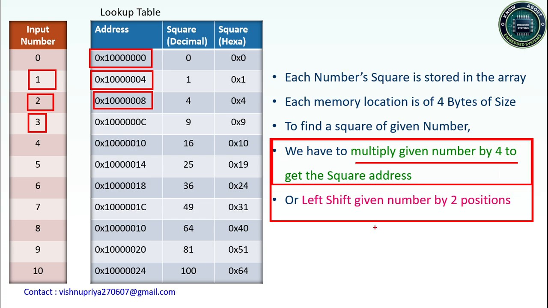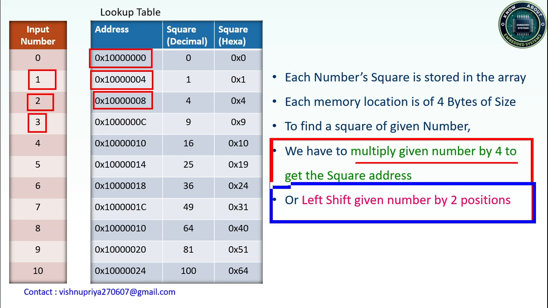And the second important thing, this multiplication can be achieved by performing a left shift operation by 2 positions. So if you have a multiplication instruction, you can directly use mul given number by 4. That is also something you can do. Or if you do not have the multiplication instruction, or if it is not supported, then you can use this method as well. Shift the given number by 2 positions. That will also produce the same result. So either you can multiply directly by 4, or you can left shift by 2 positions.